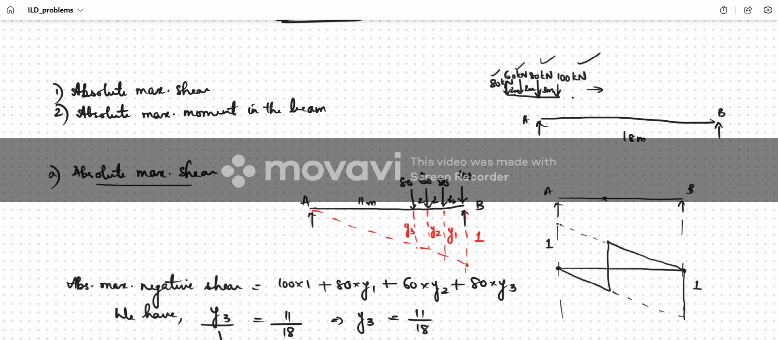This is moving from left to right over the span AB, having a span length of 18 meters. So you have to find two things. One is the absolute maximum positive and negative shear and the absolute maximum moment in the beam. So let's start with absolute maximum shear. Okay, for negative shear.